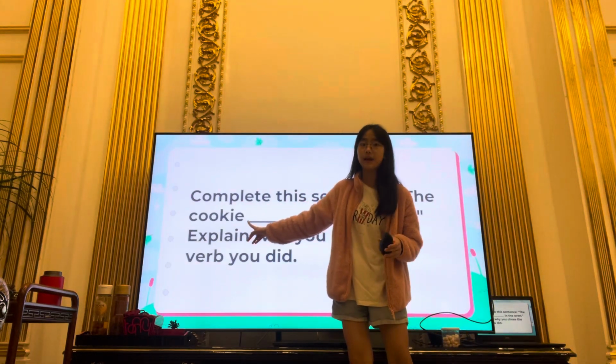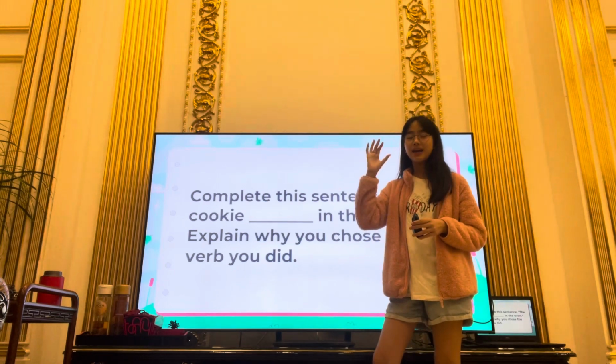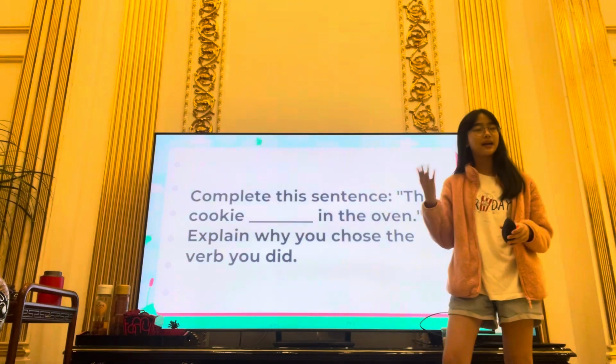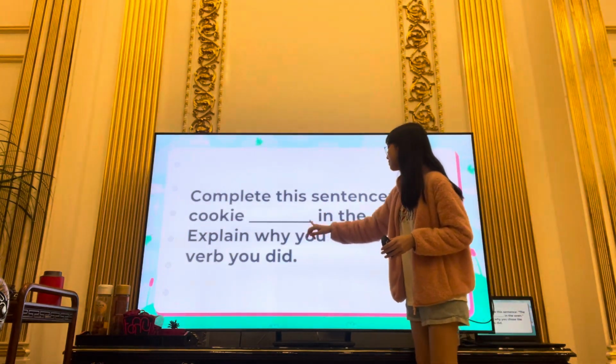There's no s, that means that it's only talking about one cookie. So I will add s to the word bake because it doesn't have the endings that I said. So it will be the cookie bakes in the oven.